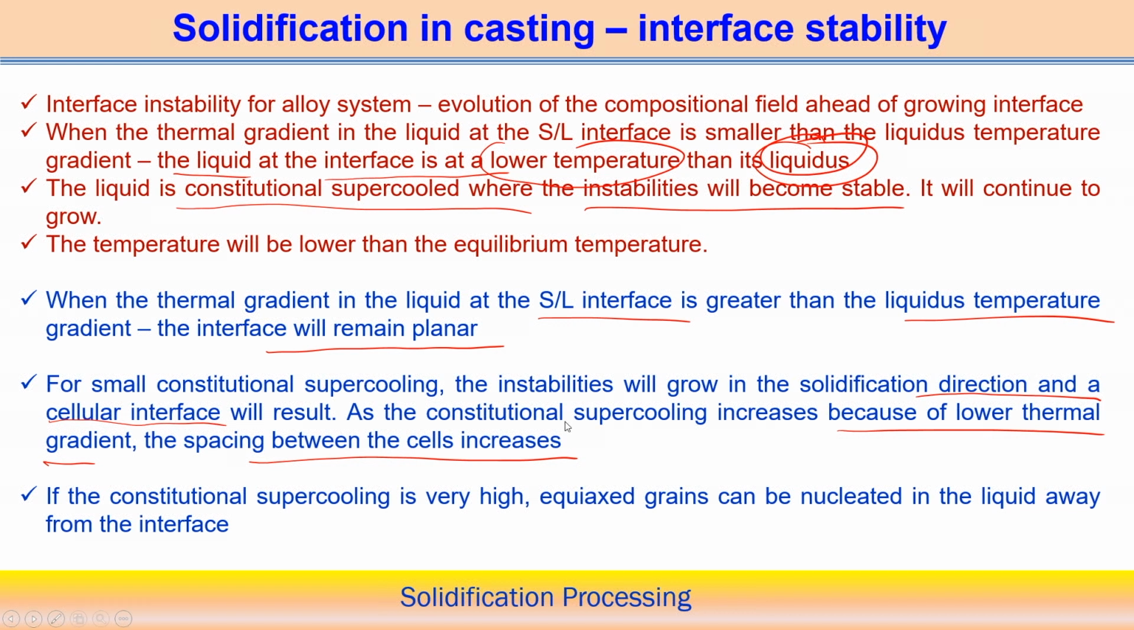So I mean to say that both the temperature gradient and the degree of constitutional supercooling play the role in bringing about the interface stability condition in an alloy system. Usually very high values of constitutional supercooling promote an equiaxed structure, low values create a cellular structure, and if there is no constitutional supercooling, it will try to create a planar structure.